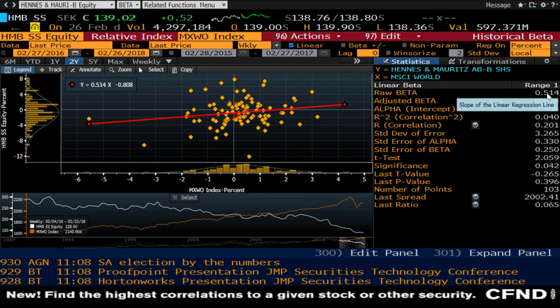And that's just the relative index. You can still play around with the daily, weekly, monthly time intervals. So basically, no matter what choice you make, the beta will change.